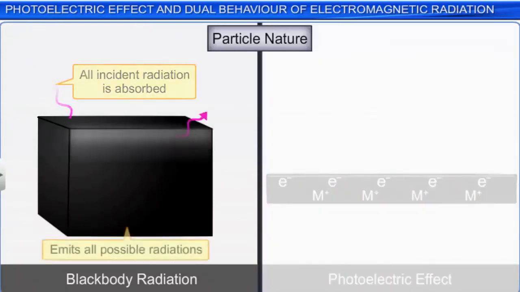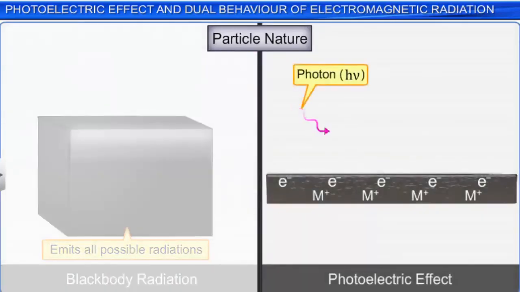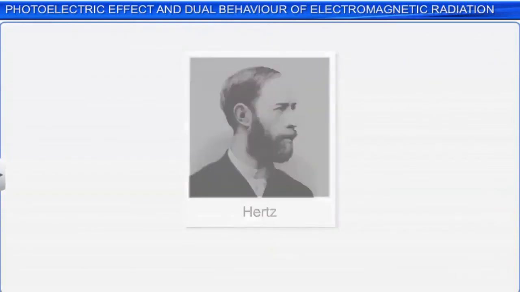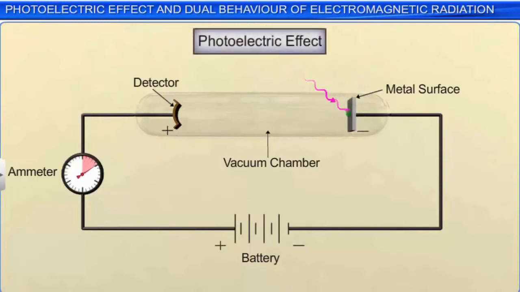In the previous module, we have learnt about the emission of radiation from a black body on the basis of particle nature. Now let us look at the photoelectric effect, which is also explained on the basis of particle nature. In 1887, Hertz performed an experiment in which he observed that when the surface of certain metals, such as cesium, potassium, sodium, rubidium, and so on, are exposed to a beam of light as shown, electrons were ejected. This is called the photoelectric effect.